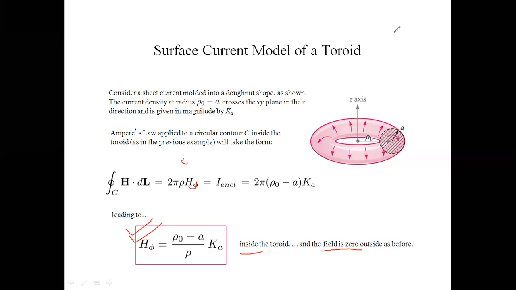So see, I'm giving a hint. Try to apply the Ampere circuital law. Now you try to give the answer using Ampere circuital law, for outside the toroid surface.